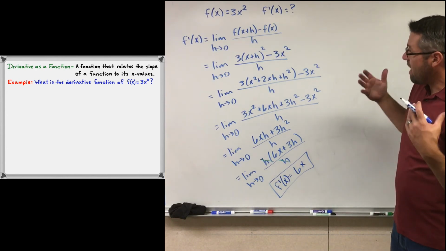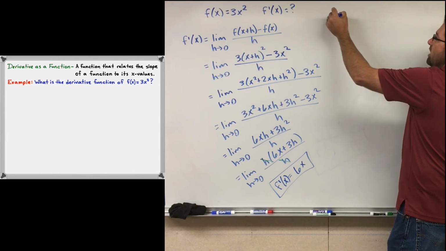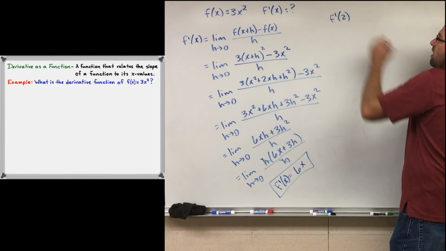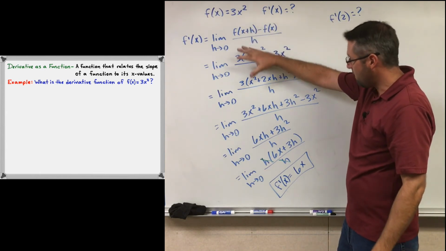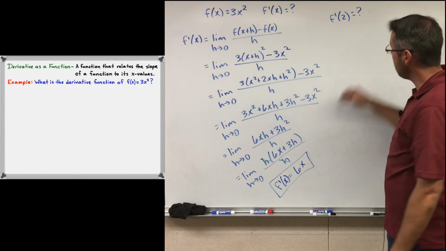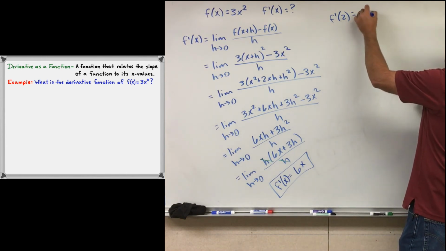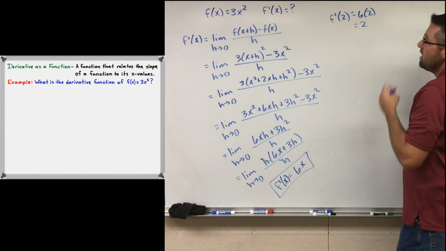Okay, now if I were to ask you what is the slope of the curve when x equals 2, then I would be asking for f prime of 2. I could go back and plug in 2 here and evaluate it all the way through, or now I can just plug in 2 there. F prime of 2 is just going to be 6 times 2 because this is the f prime function, which is 12. And now watch what happens.